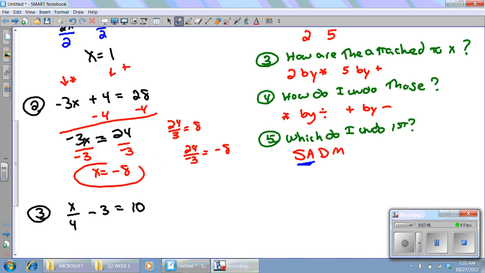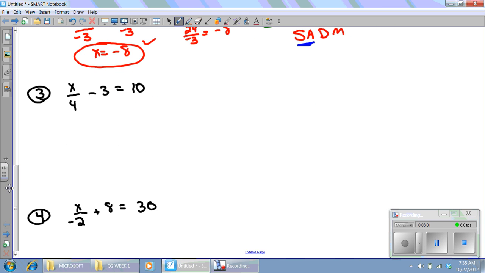If I check it, I stick negative 8 in here for x. Negative 3 times negative 8 is a positive 24. Plus this 4 gives me 28. I know my answer checks. All right, let's try number 3. What's my goal? To get x alone. What numbers are keeping x from being alone? This time I have a negative 3 here, and I have a 4 here. How are they attached? The negative 3 by subtraction, the 4 by division.